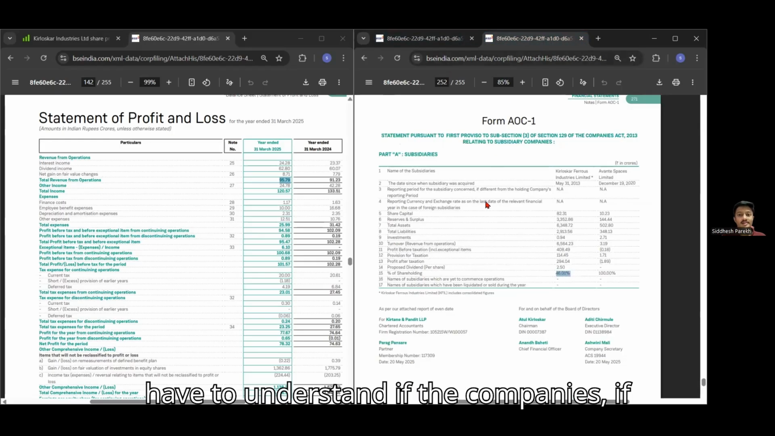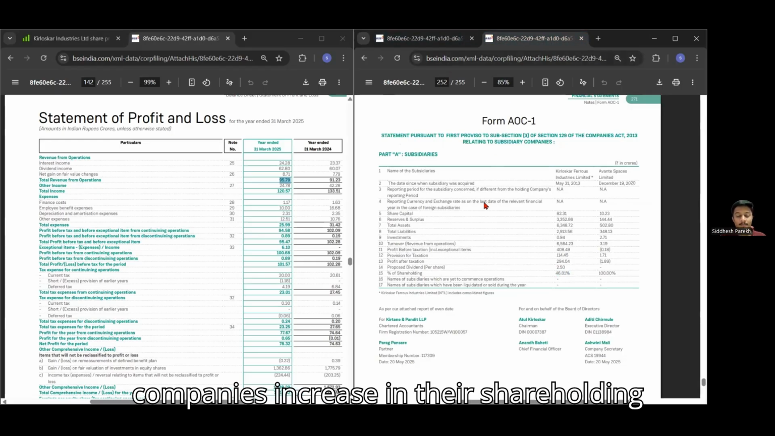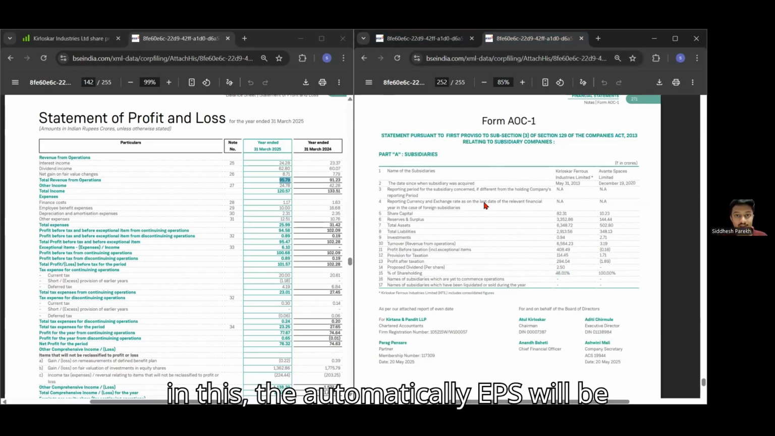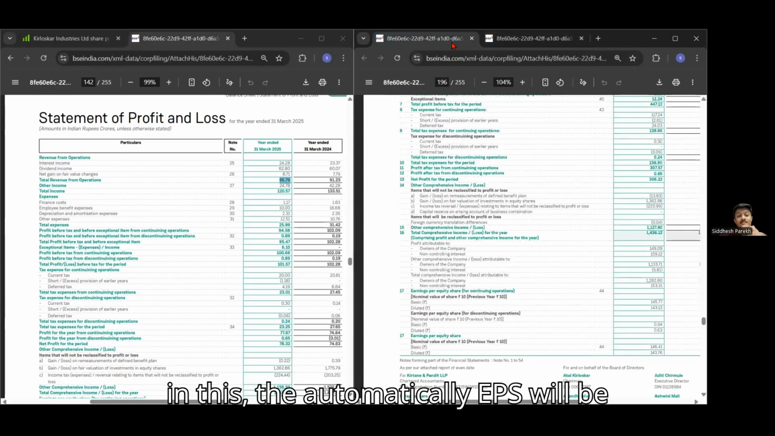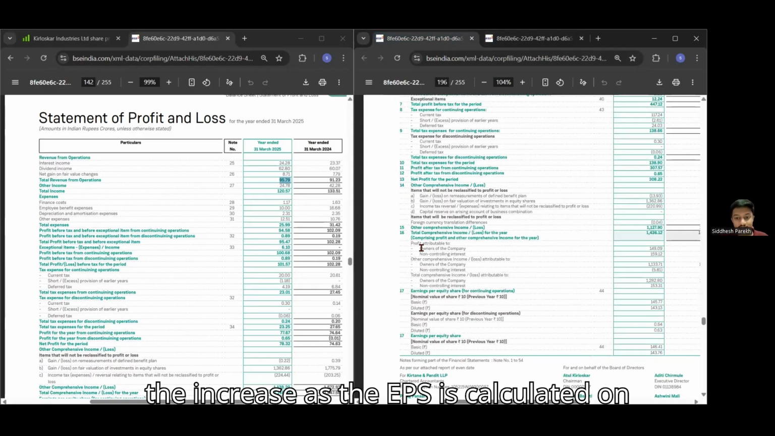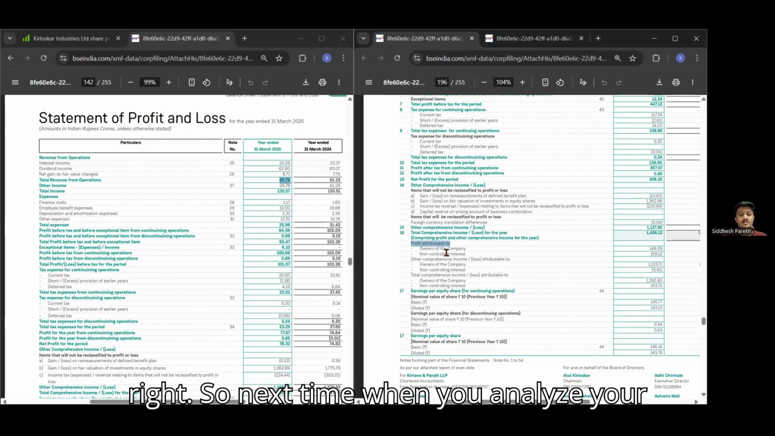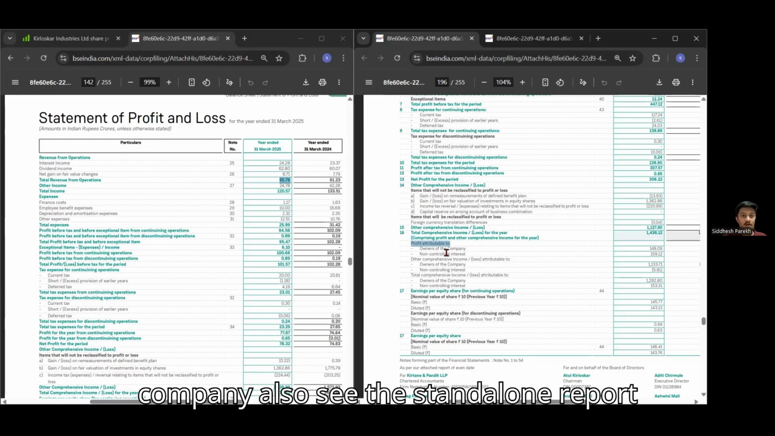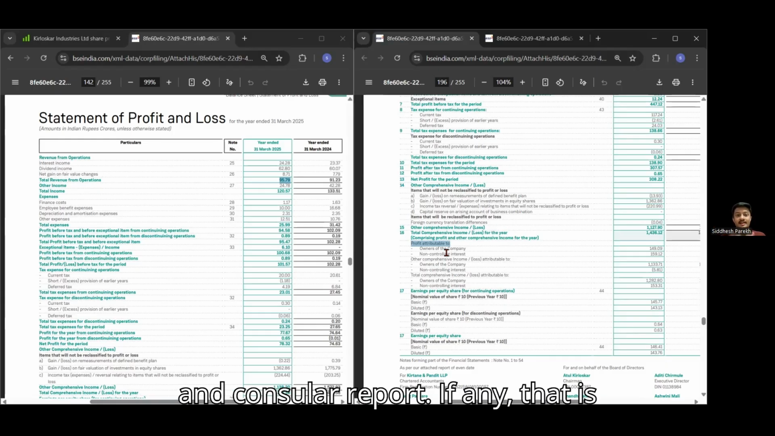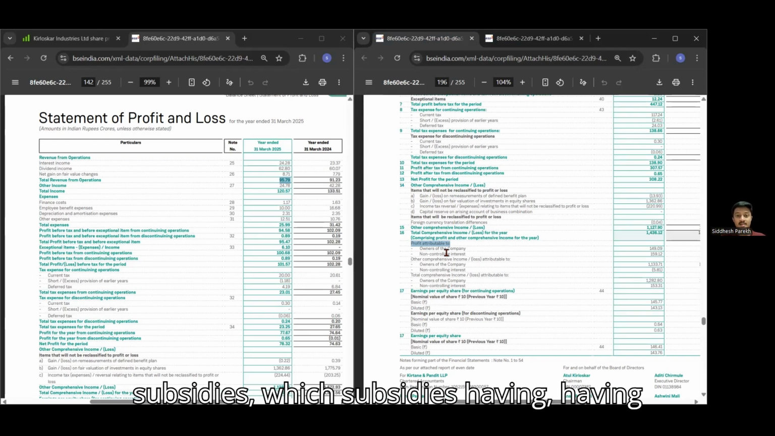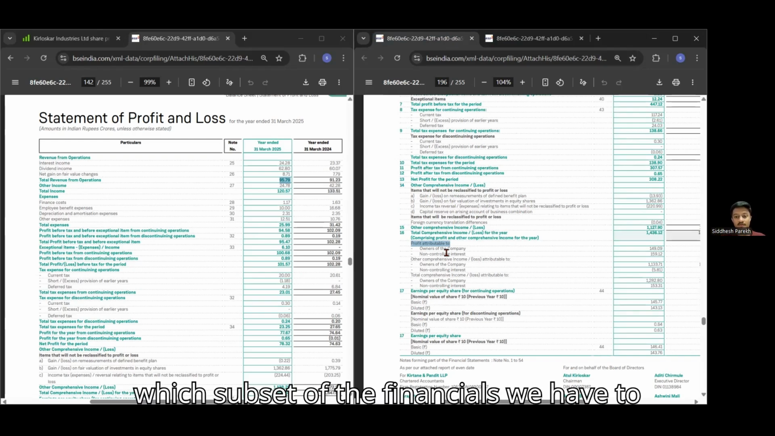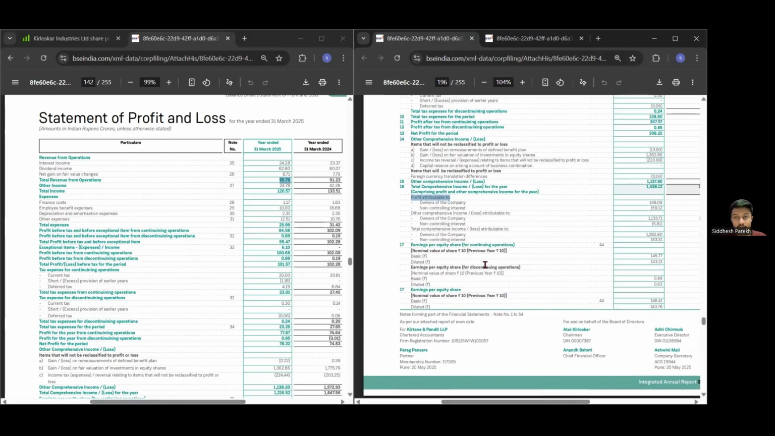You have to understand that if a company increases its shareholding in this, the EPS will automatically increase, as EPS is calculated on the profit attributable to owners only. So next time when you analyze a company, also see the standalone report and consolidated report. If there is a big difference, check which subsidiary has which share of the financials. You have to look into that also.